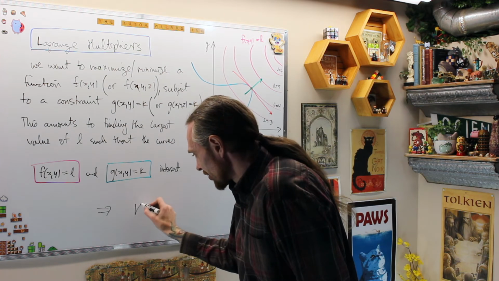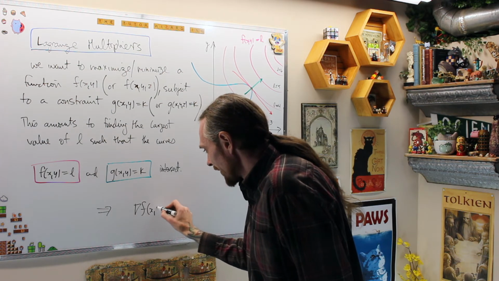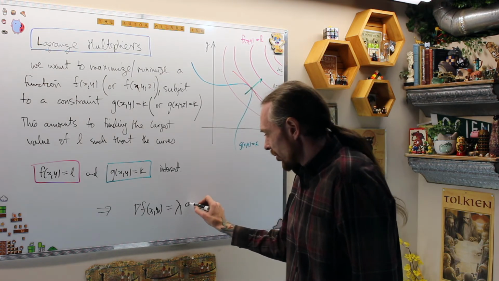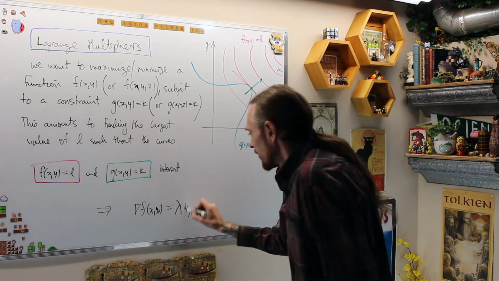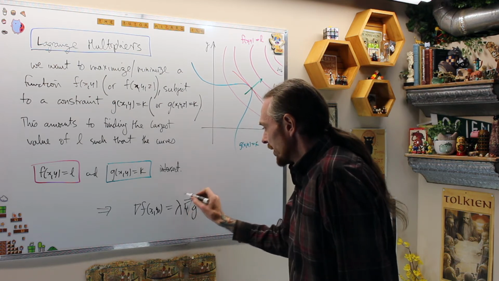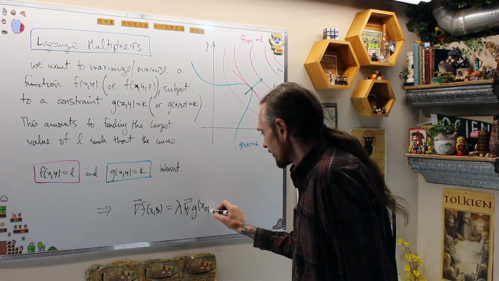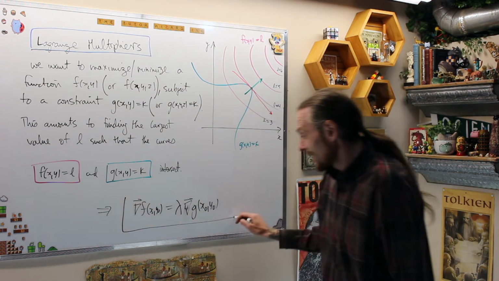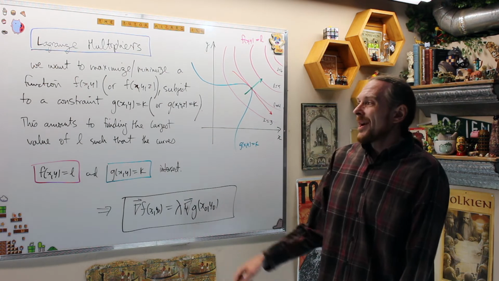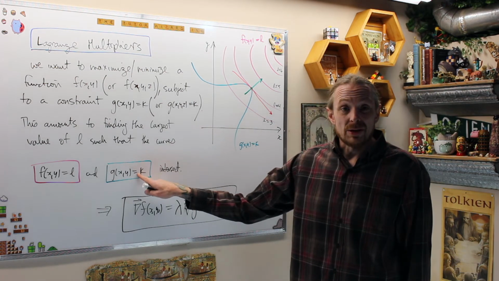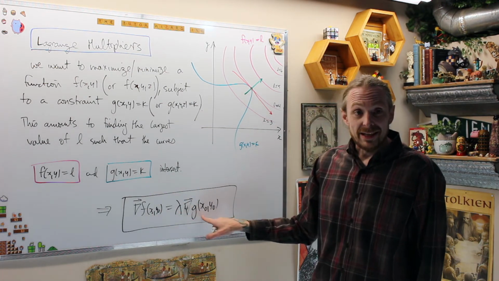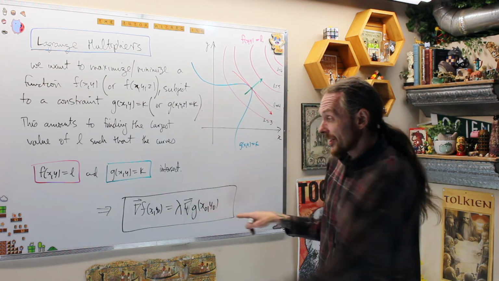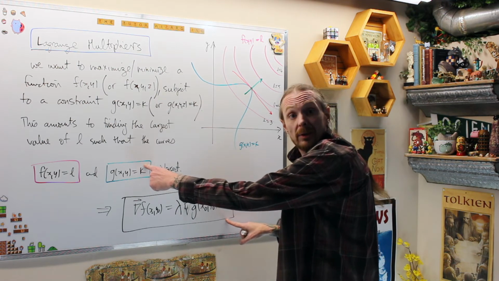This says, long story short, the gradient of f at x naught, y naught is a multiple of the gradient of g at x naught, y naught, or x naught, y naught, z naught, if we're in a higher dimension. This is what's happening. And then we also have the extra constraint equation, plus now another equation, and these two things become the method of Lagrange multipliers.